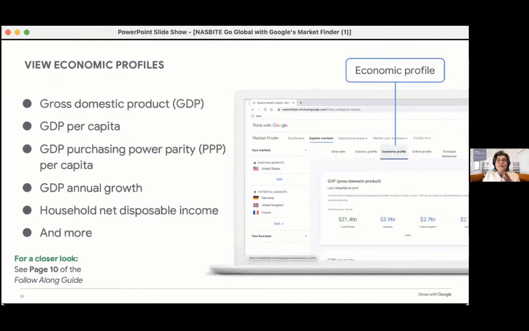Now you go into the economic profile. This will give you information on gross domestic product. So GDP per capita, GDP purchasing power per capita, GDP annual growth, household net disposable income, unemployment rate, and even popular payment methods, and more. Again, the US data is provided for you for comparison purposes. So compare apples to apples, right? This image shows the economic profile page.